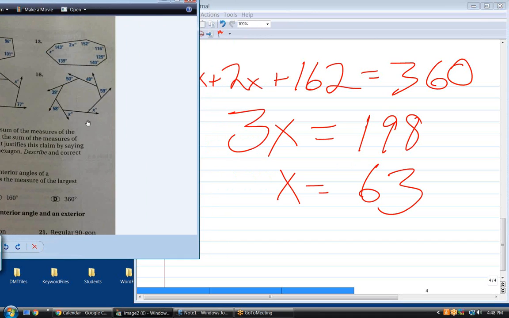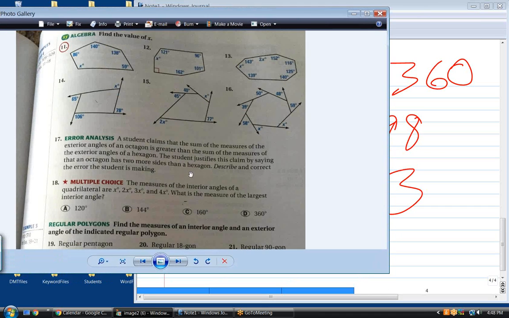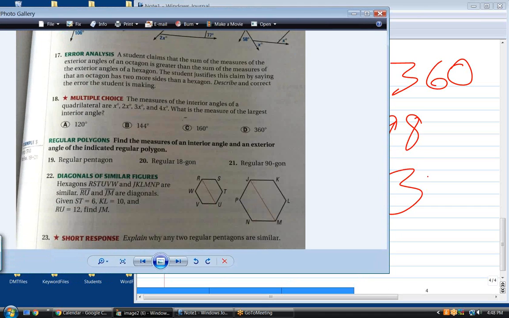16. They don't even increase the difficulty of these. What's the equation on 16 going to be, conceptually? 2x plus however many other degrees there are equals 360. That's it. This is one of the easier sessions you've had because it really only requires those two formulas. 22 might be a little interesting.